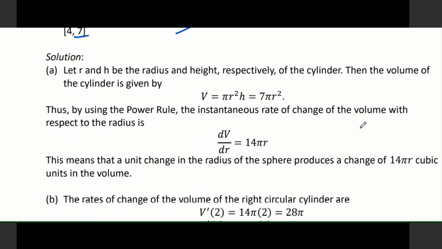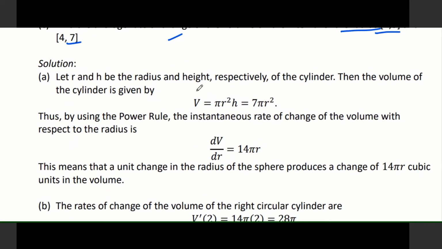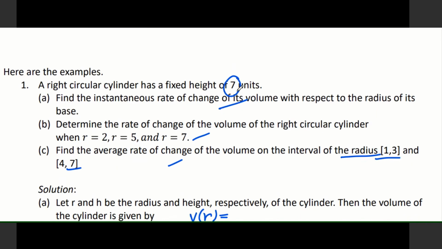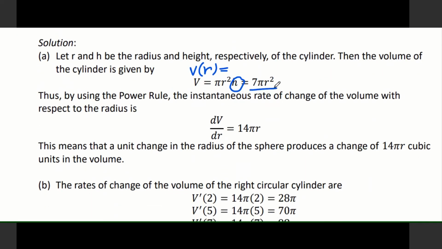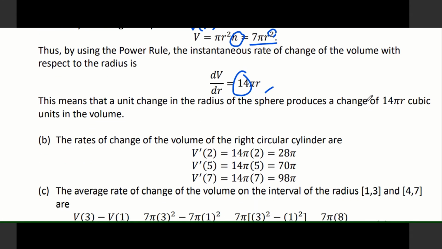Let's have number 1. Now here you're going to have a function with respect to the radius, so you have V of r. Okay, we replace the h, the height, and that is actually given, which is 7 units. So substituting that will give us 7 pi r squared. Now we know that pi is a constant, so we use the power rule to get the derivative. Now 2 times 7 is 14, so we have 14 pi r, and that will be the derivative of the volume with respect to the radius. Now this means that for every unit change in the radius, we will have 14 pi r changes, in cubic units, in the volume. Okay, that is how we understand it.